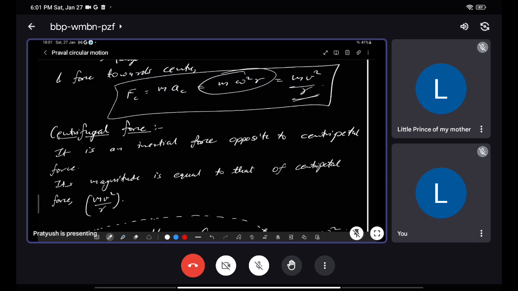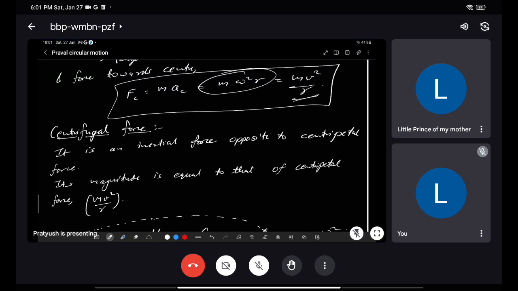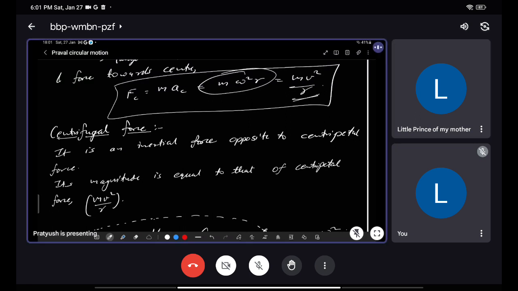Getting it? Sir, getting, sir. Sir, inertial force means what, sir? Inertial force means because of inertia. Like when you are sitting in a bus and suddenly brakes are applied, your body leans in the forward direction because of inertia. That force of inertia is nothing but centrifugal force.